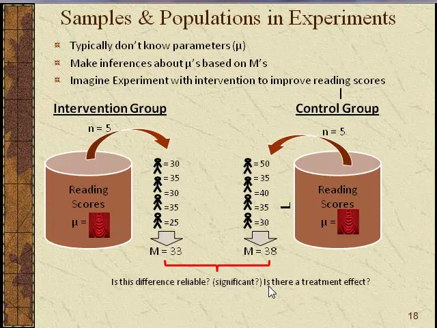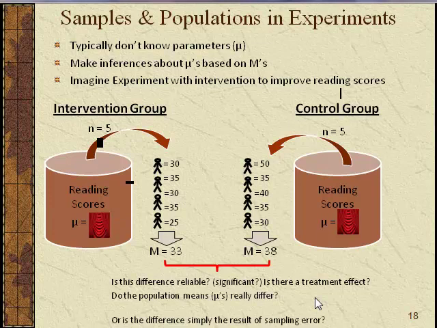Another way of saying that is, is there a treatment effect? If we decide there's a treatment effect, we're saying the intervention really does make a difference, and it raises these scores relative to folks that don't get it. That's what a treatment effect would mean. Another way of stating it is, do the population means really differ? That is, did those folks who get the intervention walk away with a higher reading score, a higher true reading score than those who don't get it?